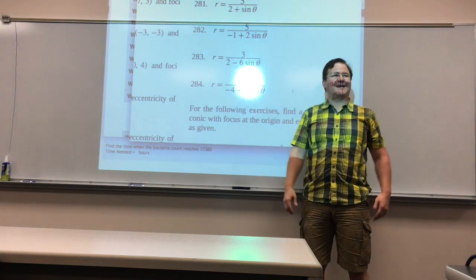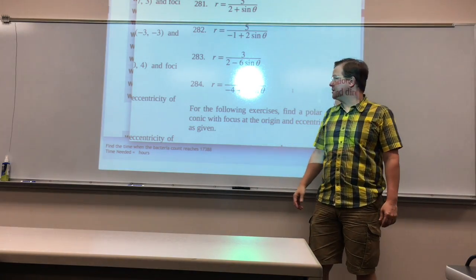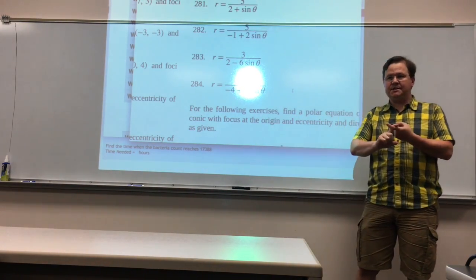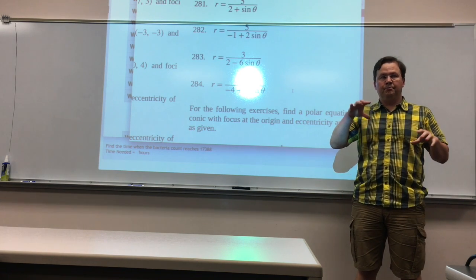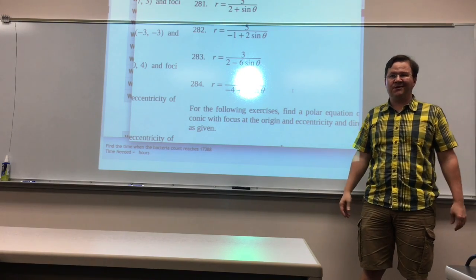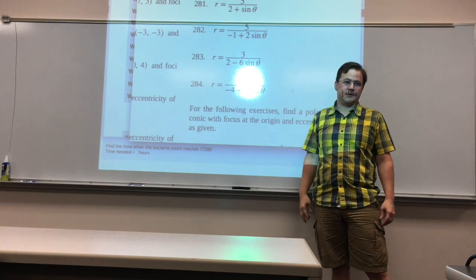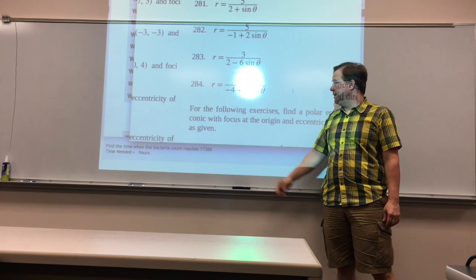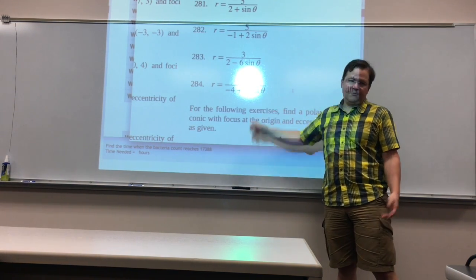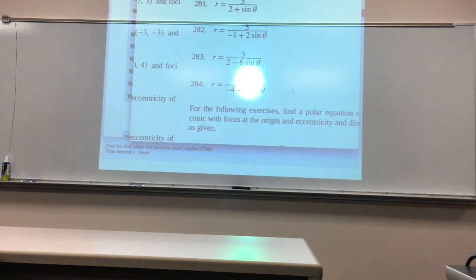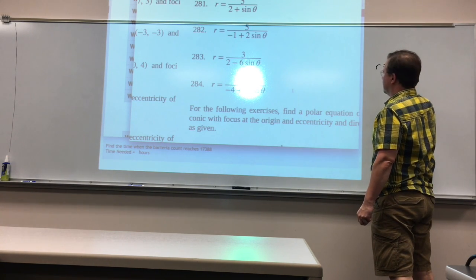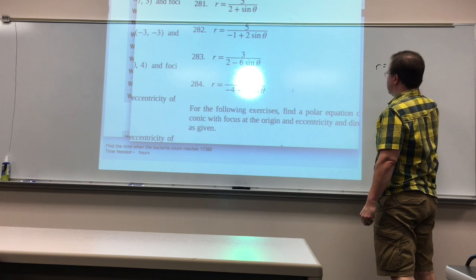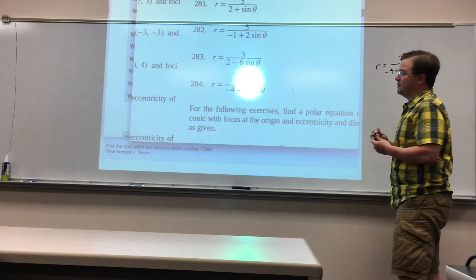We talked at length about how to express ellipses, parabolas, and hyperbolas in rectangular coordinates, but I didn't talk at all about how to express them in polar coordinates. If you look through the book, I'll transcribe this so I can look it up: r equals 3 over negative 4 plus 3 sine theta.